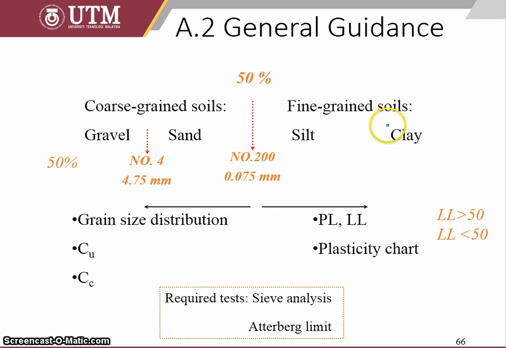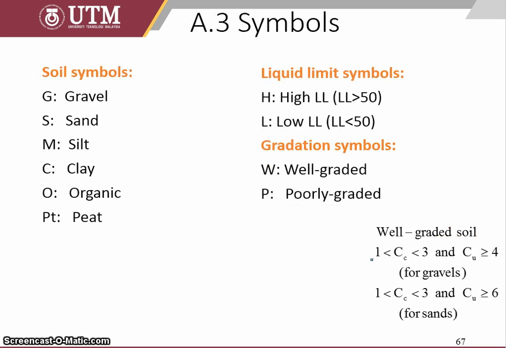Whereas if the soil is passing more than 50% at the 200 sieve, it might be silt and clay. So what we have to do now is use the Atterberg limit test to define the PL, LL, and classify the soil using the plasticity chart. Okay, that's the general procedure.